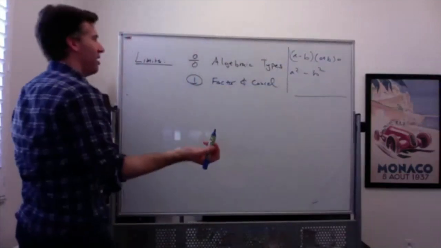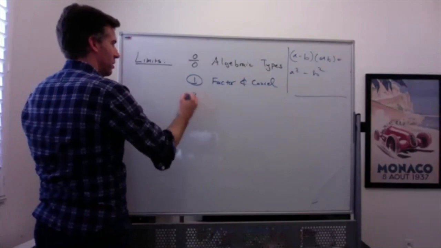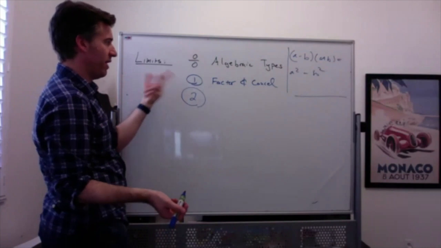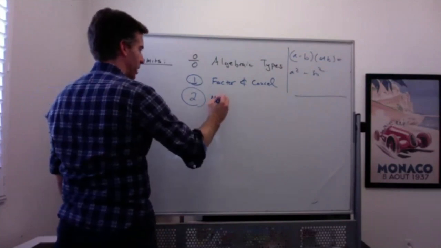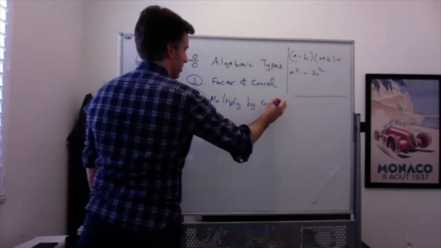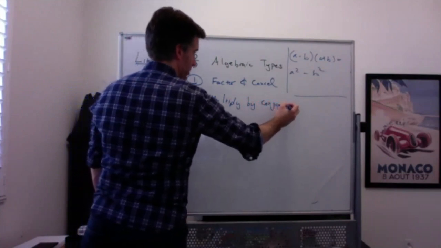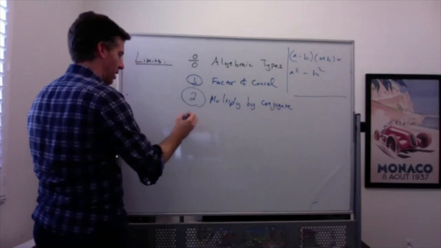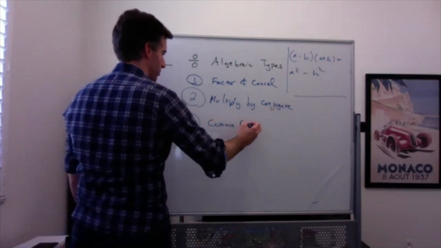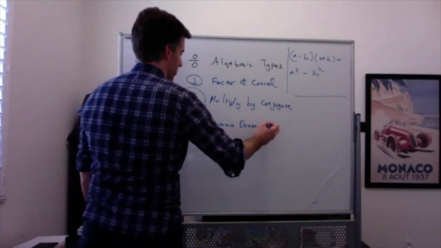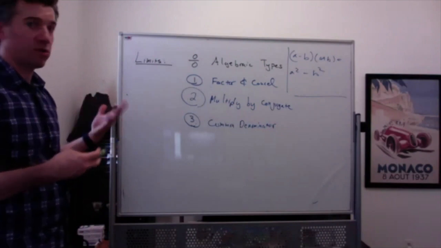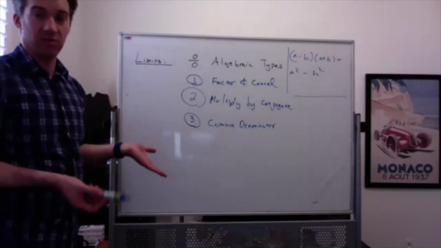So here are our algebraic methods. We've got factoring. So again, if we have a 0 over 0 type of limit, we can factor and cancel. We can multiply by the conjugate. Again, that's for square roots. And we can use a common denominator when we have fractions. So these are kind of the most typical ways of dealing with a 0 over 0 type of limit.